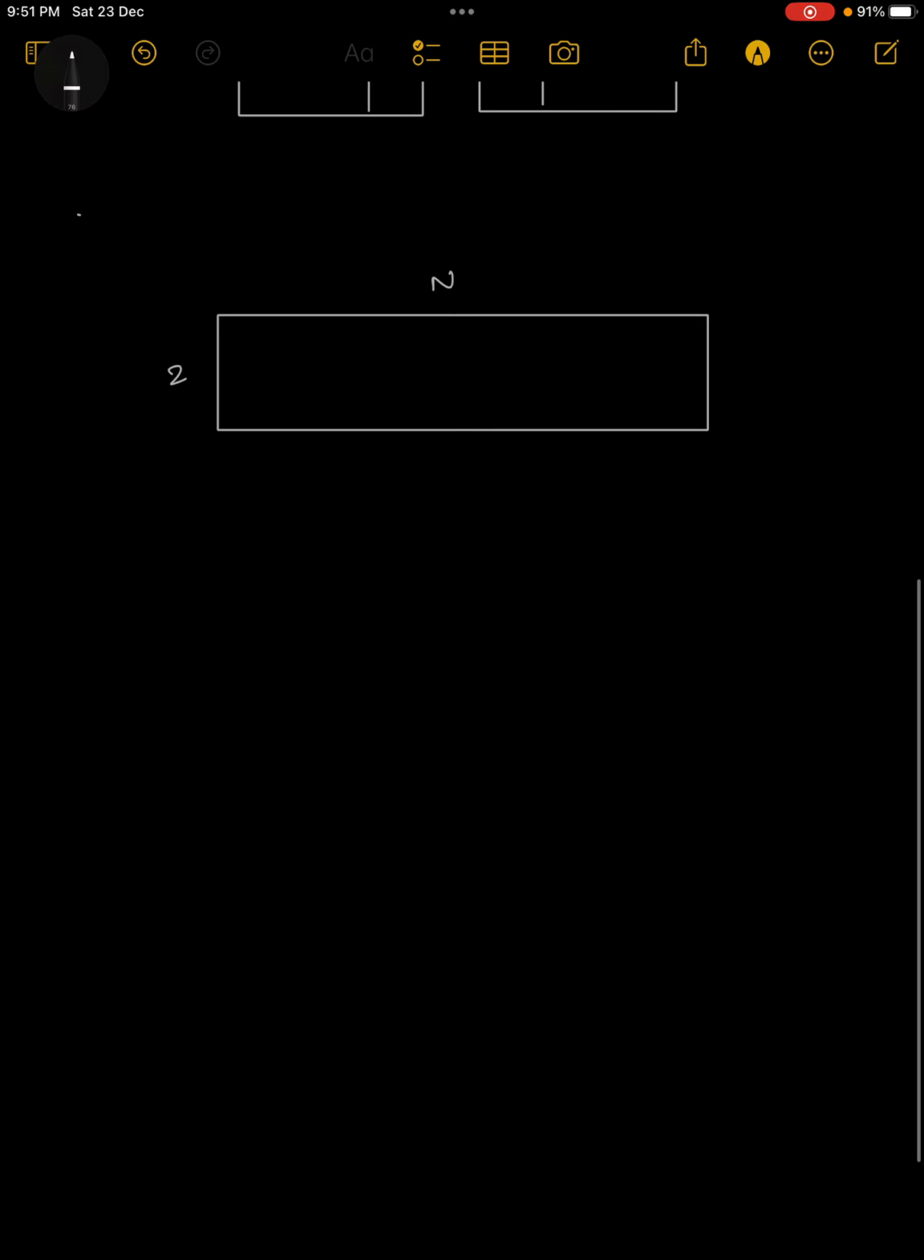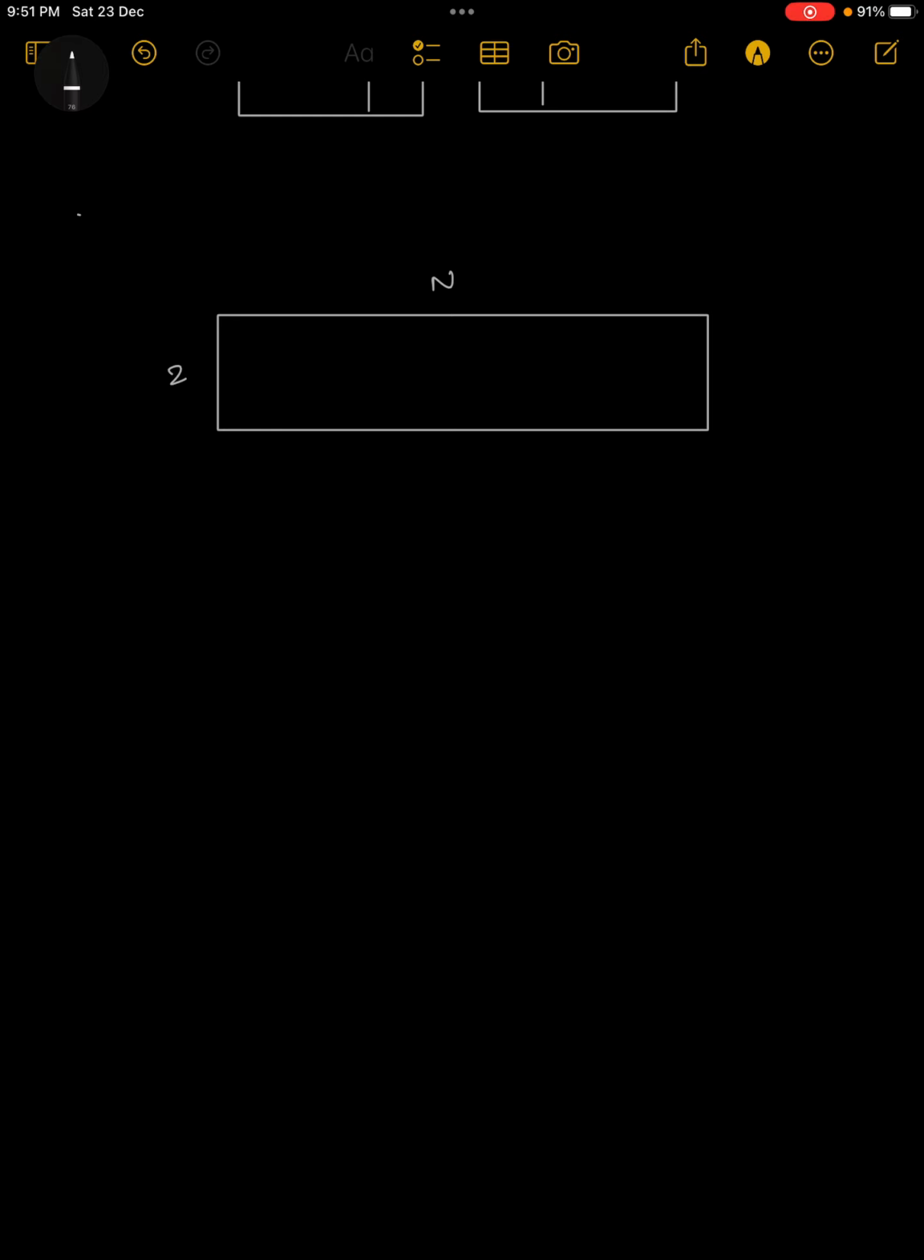So let's take a generic example, and here we have a 2 cross n board. Okay, so we need to find the total number of ways to fill that board. So how can we do that? Basically, to find the total answer, we can partition the total length into two parts.